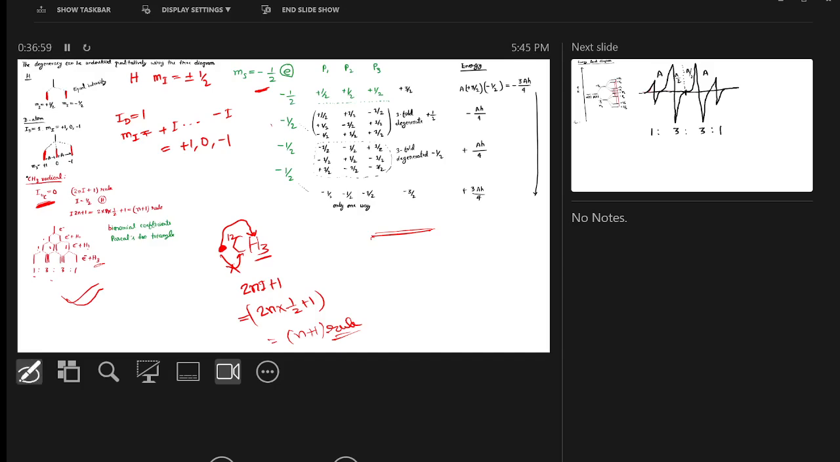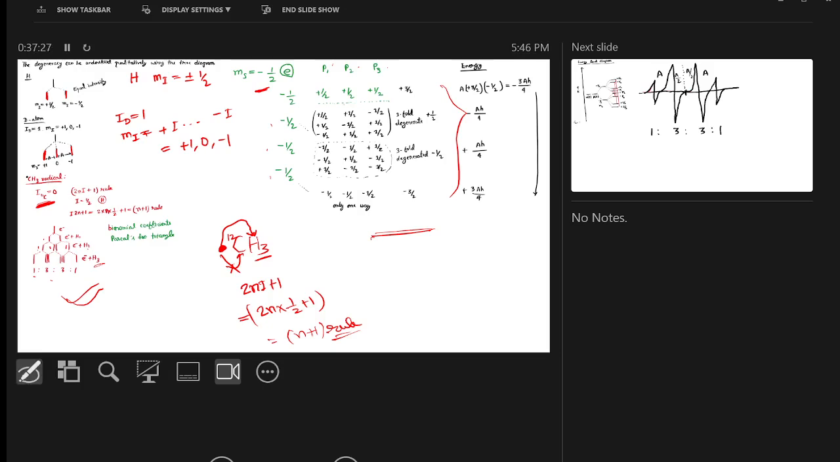1, 2, 3, 4. And we are considering this proton 1, proton 2, proton 3. For all protons we are considering, sorry, ms, mi plus 1 by 2. We are taking mi plus 1 by 2. So these are the possibilities you can see here, and these are the energy levels.